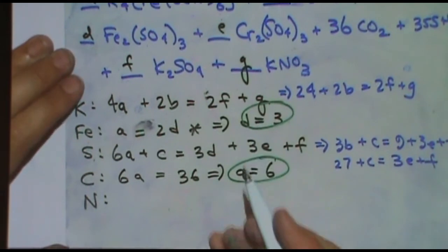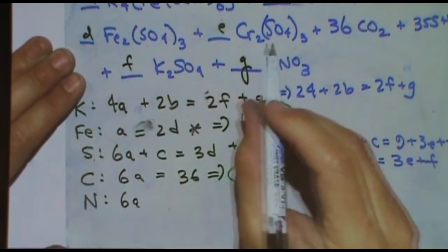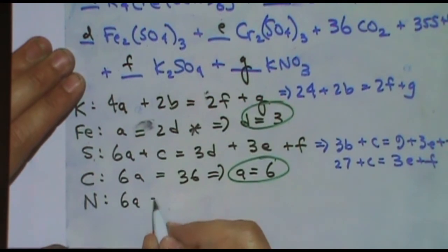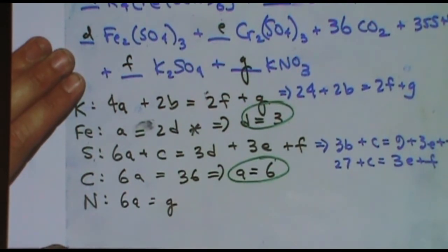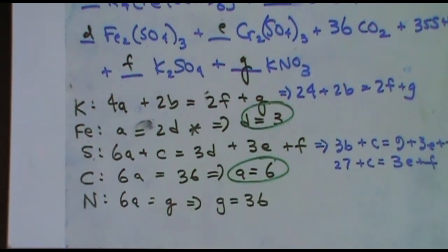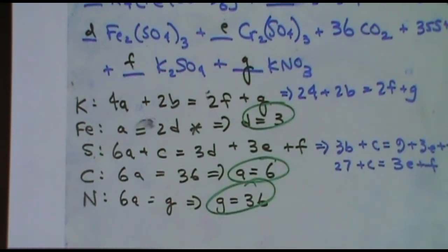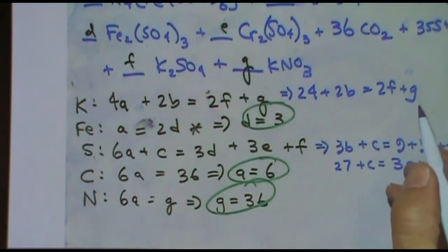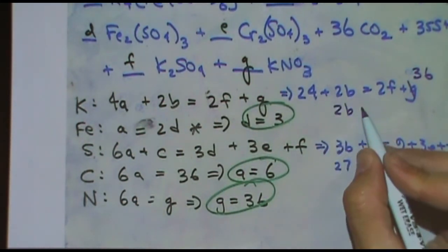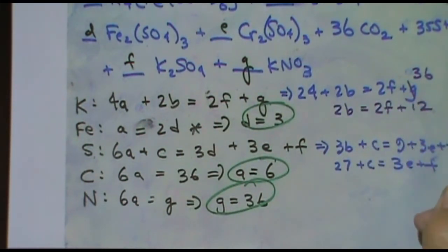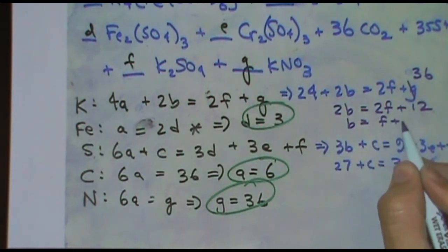N, 6A. Where the heck else is N? Here? Is that it? G. Whoa, that's awesome. So that means G is 36. Is that right? Oh my gosh. Look at this, loving it. So that simplifies both of these that I had up earlier. G is 36. Then that difference would be 12. 2B equals 2F plus 12. Or B equals F plus 6.